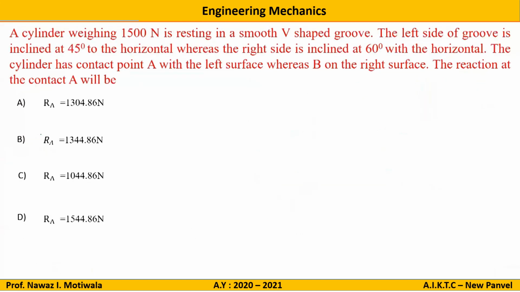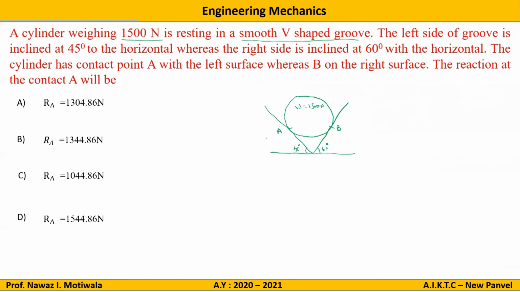Next question. A cylinder weighing 1500 newtons is resting in a smooth V-shaped groove. This is a V-shaped groove, and this is a cylinder resting in it with a weight of 1500 newtons. The left side of the groove is inclined at 45 degrees, whereas the right side is inclined at 60 degrees. The cylinder has contact point A with the left surface, and B on the right surface.